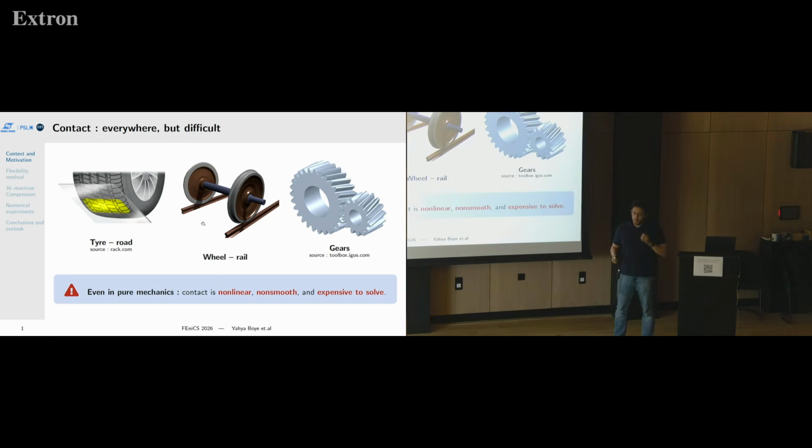So contact is everywhere in our daily life. We experience it while walking or shaking hands with people. But it's also crucial for many industrial applications. For example, tire road contact, wheel rail, gears. However, even in the simplest case, it's a very difficult problem to deal with, mainly due to its nonlinear and non-smooth nature, I'll say.